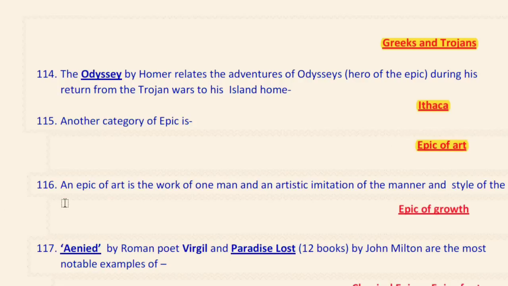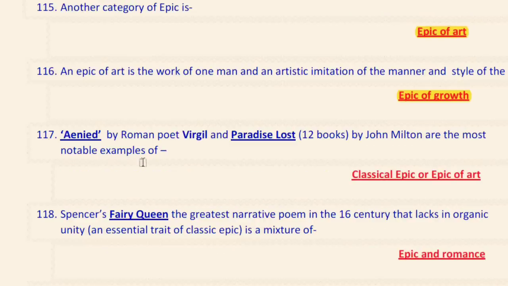Question number 116. An epic of art is the work of one man and an artistic imitation of the manner and style of. The answer is epic of growth. Question number 117. Aeneid by Roman poet Virgil and Paradise Lost in 12 books by John Milton are the most notable examples of. The answer is classical epic or epic of art.